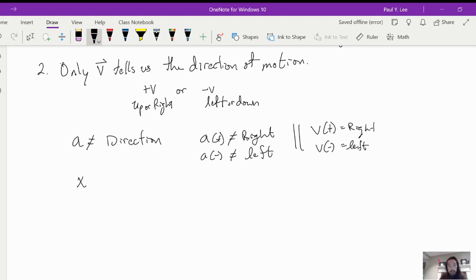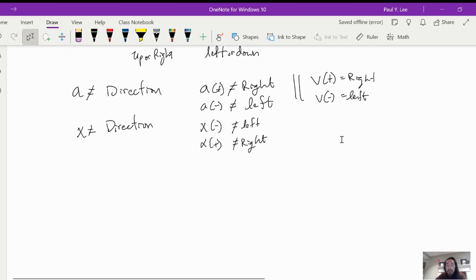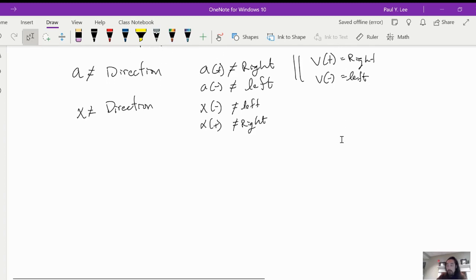Also, position does not tell us the direction. This is very important. Another way to think about it is if you are in a negative position, this does not mean that you're moving to the left. If you have a positive position, this does not mean you are moving to the right. Now, the way that this is represented a lot of the time is with the three graphs.